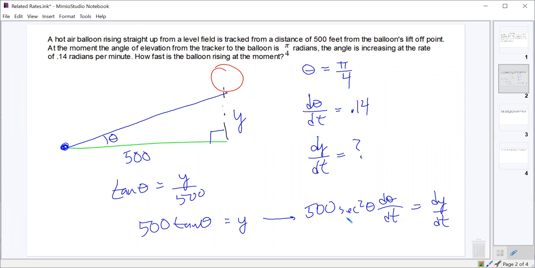Great. Cool. So we have secant of pi over 4. What's the secant of pi over 4? Root 2. Secant squared then ought to be 2. So what do we got? We got 1,000 times 0.14, which ought to be 140. 140 feet per minute.